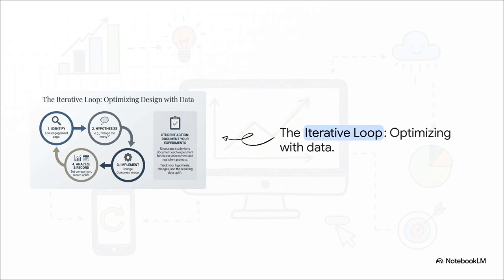It's called the iterative loop. You identify a problem, like a low engagement page. You hypothesize the cause. Maybe the images are just too heavy. You implement a change, like compressing those images. And then you analyze and record the uplift in your data. It's just a continuous, beautiful cycle of optimizing your industrial design business and constantly refining your IMC plan.